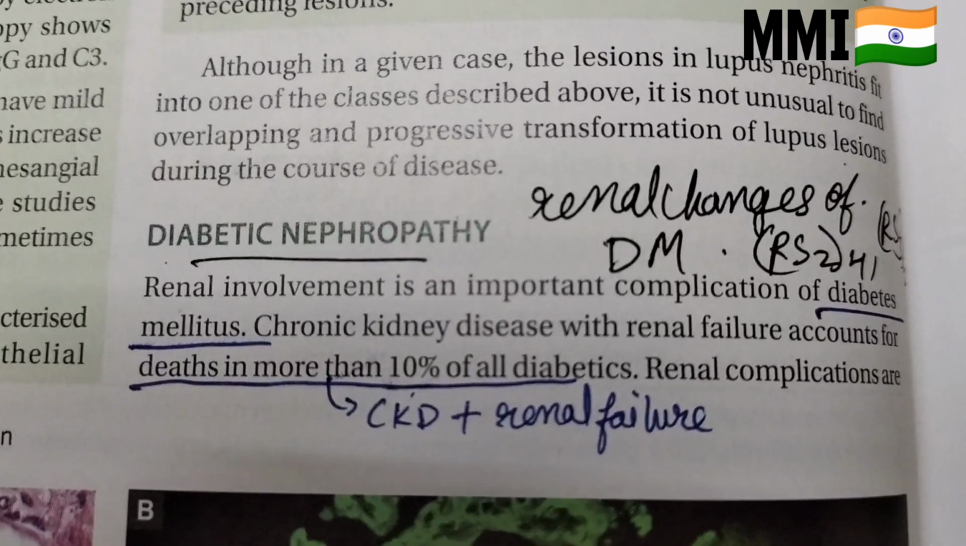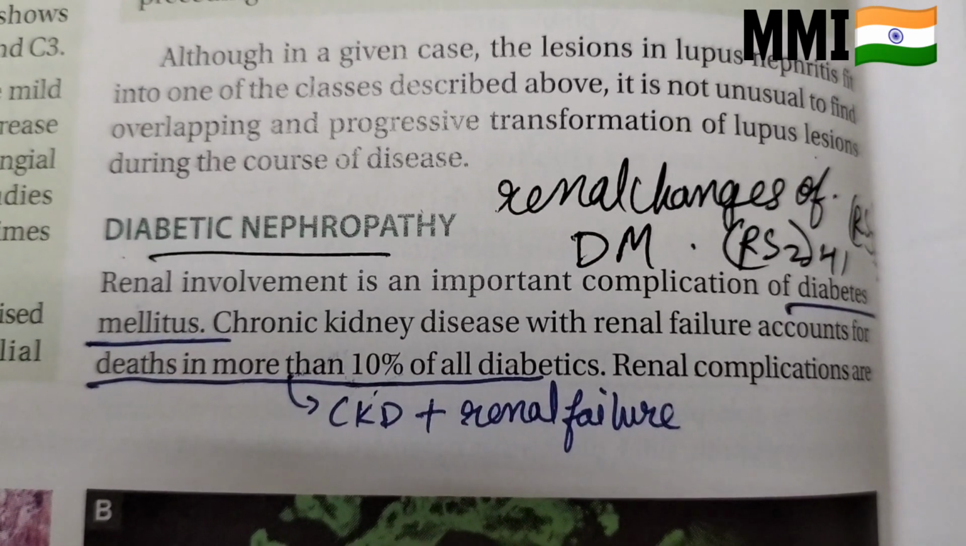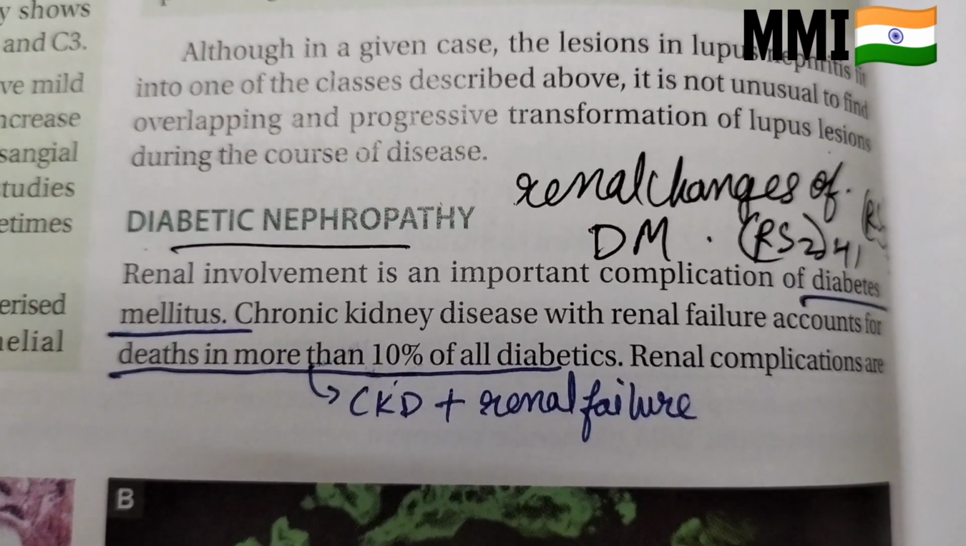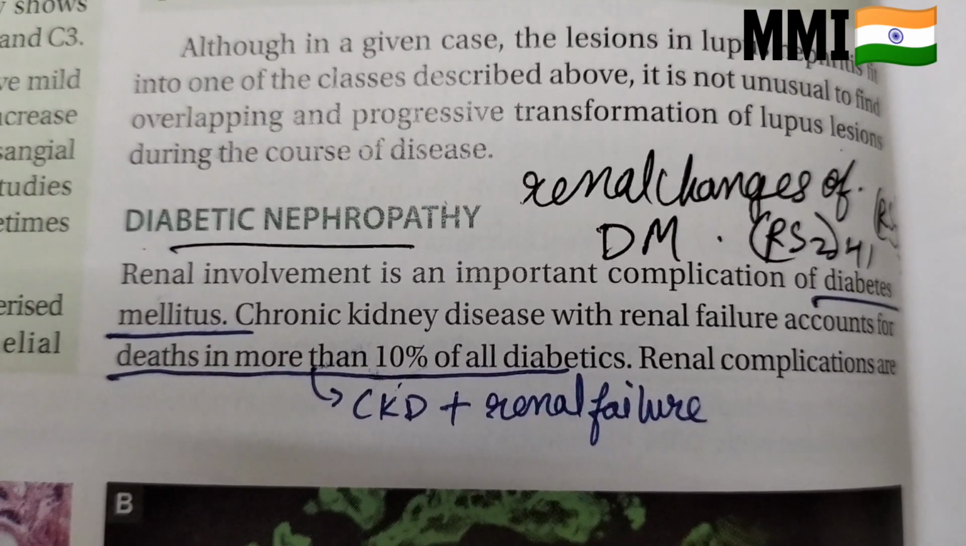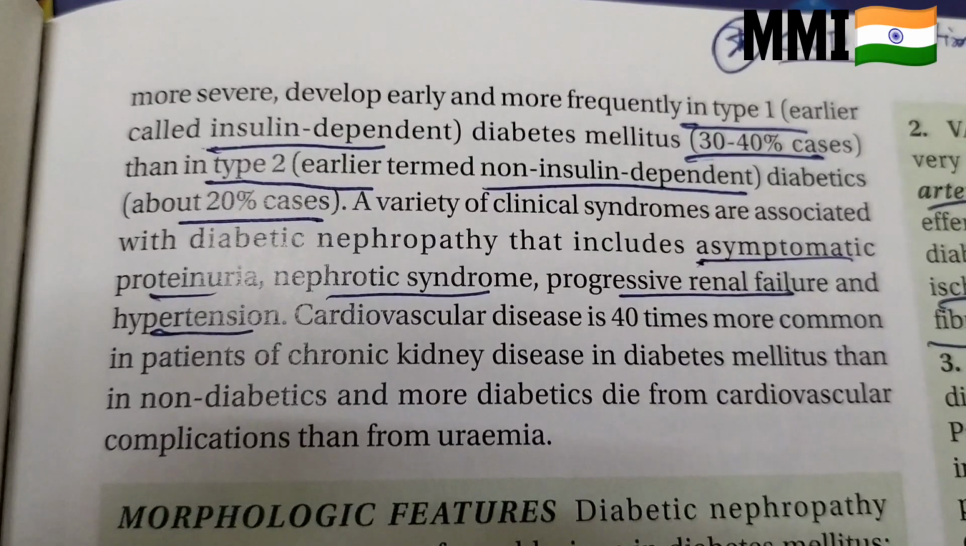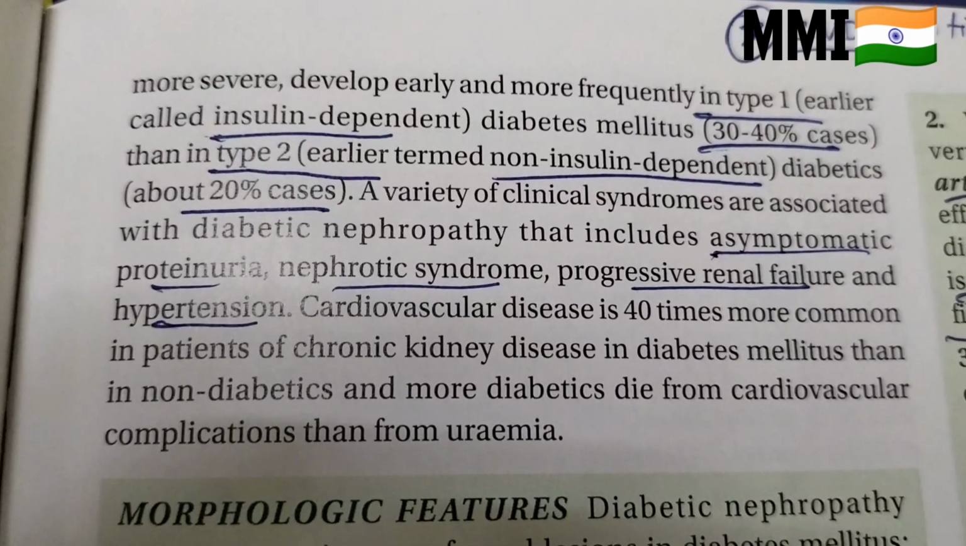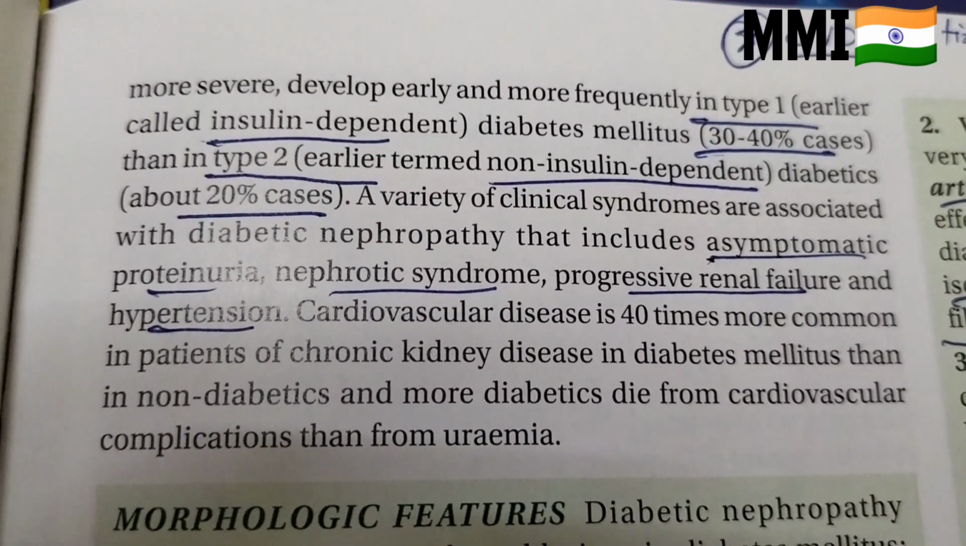Next, diabetic nephropathy. Renal involvement is the most important complication of diabetes mellitus. Chronic kidney disease along with renal failure is one of the major reasons for death in 10% of the diabetics. In type 1 diabetes, that is insulin dependent, 30 to 40% of cases are seen, and in type 2 only 20% of cases are seen.